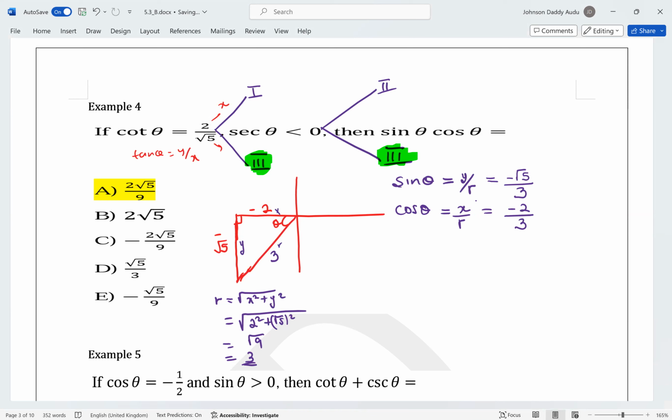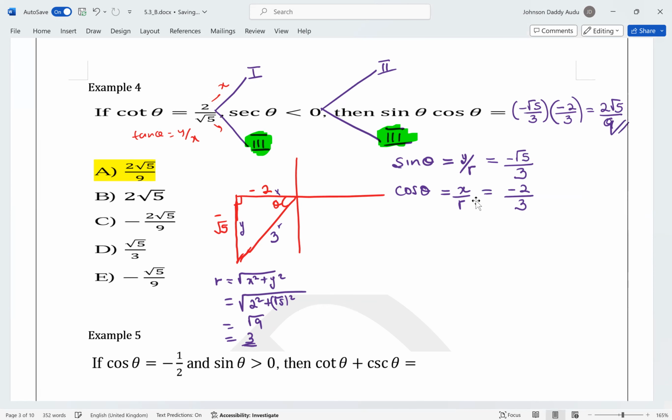So to find sine theta times cosine theta, you just need to multiply these two, which is minus root 5 over 3, and then minus 2 over 3 as well. Minus minus becomes positive. So you have 2 root 5 over 9. All right.